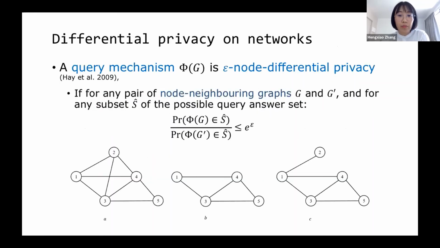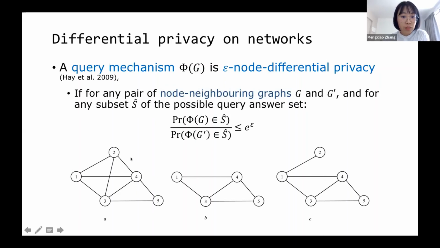Here we use a variant version of differential privacy, known as node differential privacy. The basic idea of node differential privacy is to ensure that no one can infer actual information from the existence of a particular node. Node differential privacy is defined on node neighboring graphs, meaning two graphs that differ at most on one node.